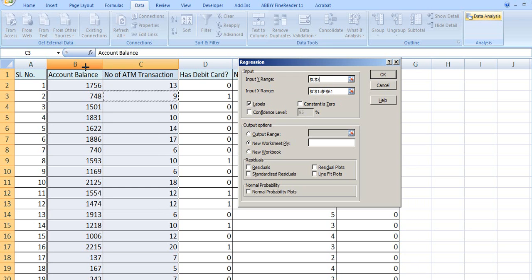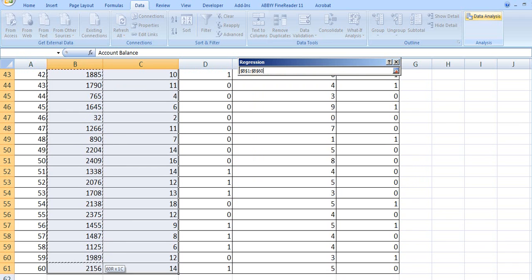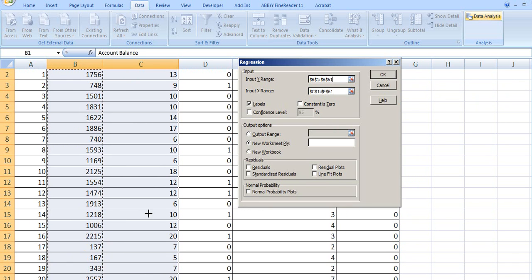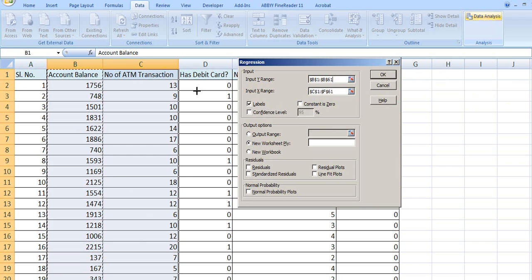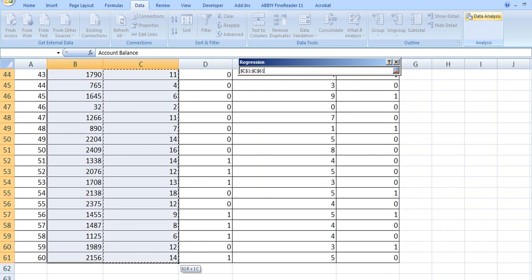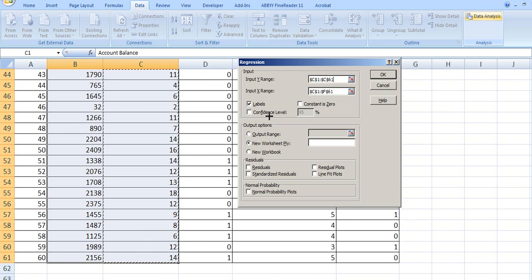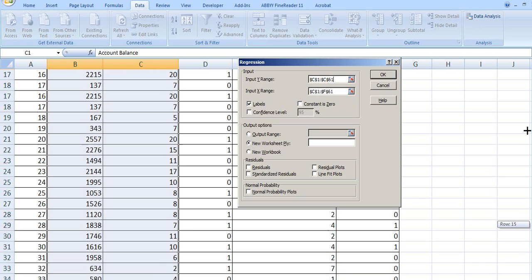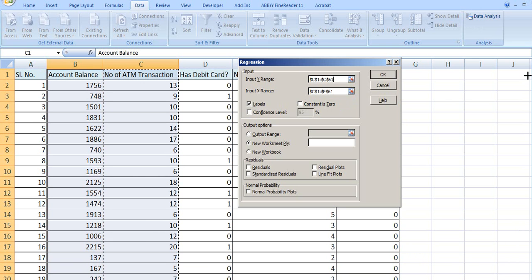So here we are saying that our independent variable is this, and our dependent variable is this. So I have just put regression. Note that if you see over here, there are many things that we have to look at. First is this labels. Labels means whether the first row is a label or actual data. We'll see what the problem will be if I don't check this.